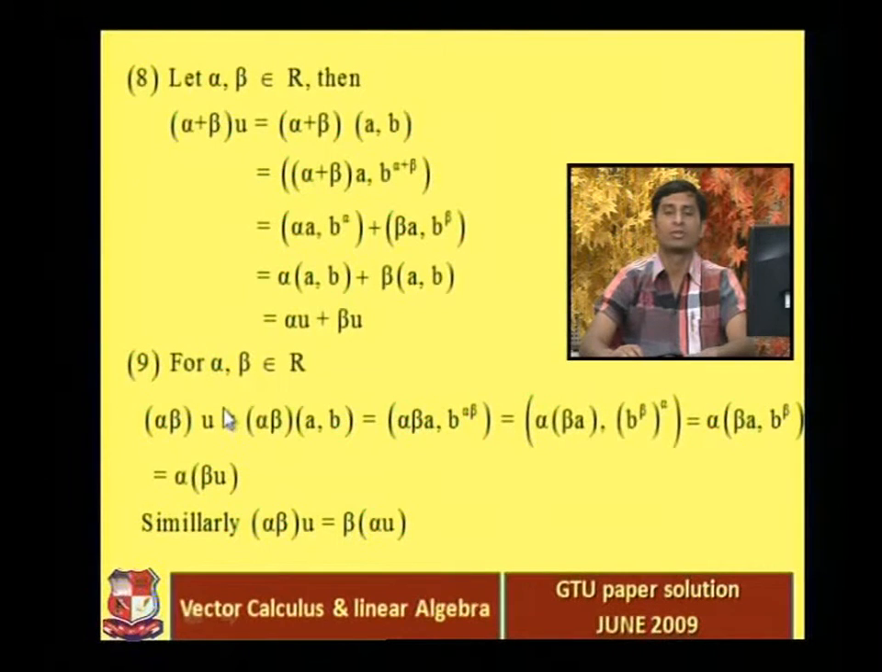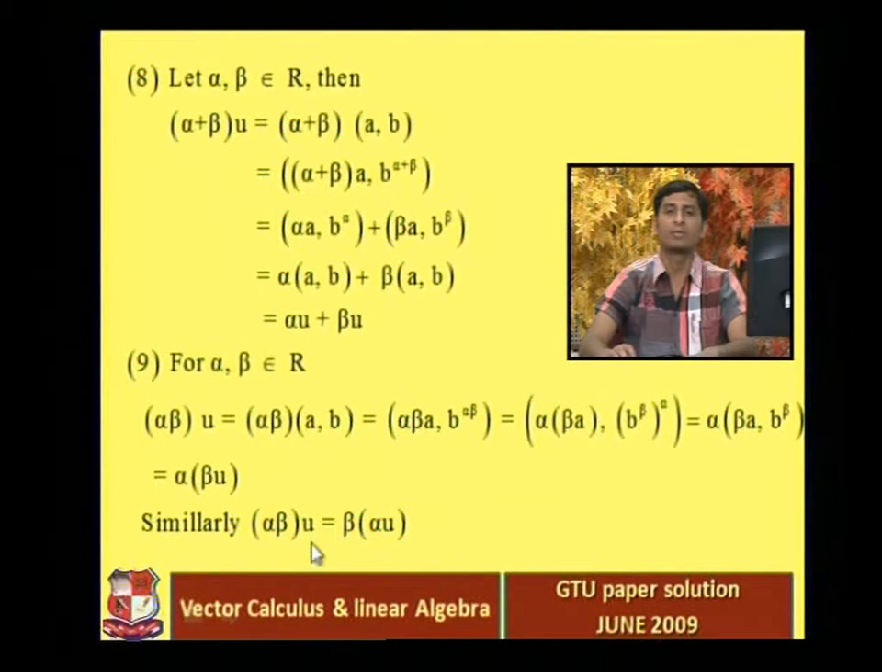Law is also satisfied. The ninth condition is the associative and distributive law for scalar multiplication. (alpha beta) into u is equal to (alpha beta) (a, b), which can be expressed as (a raised to alpha beta, b raised to alpha beta). That can be written as (a raised to beta raised to alpha, b raised to beta raised to alpha), which can be expressed as alpha into (beta a, b raised to beta). So that can be expressed as alpha into (beta u).